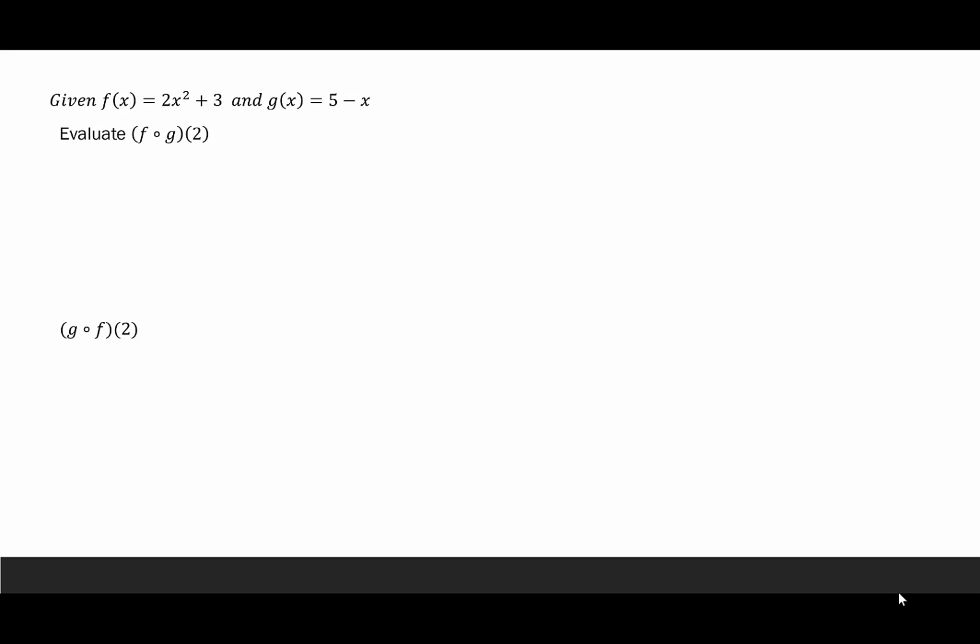If you don't remember, let's say f composite g, which we write with this little open circle, of x means we're doing f of g of x. So you're starting on the inside with g of x. You'll get something, and whatever you get, you plug into f. So this one says f of g of 2. I'm going to set it up as f of g of 2.